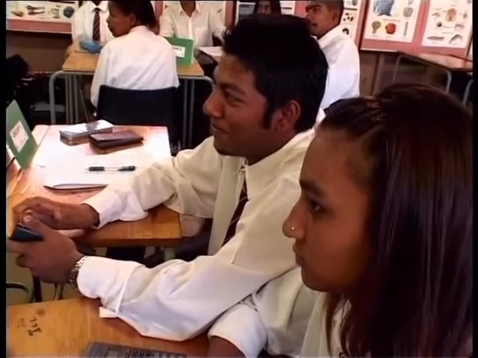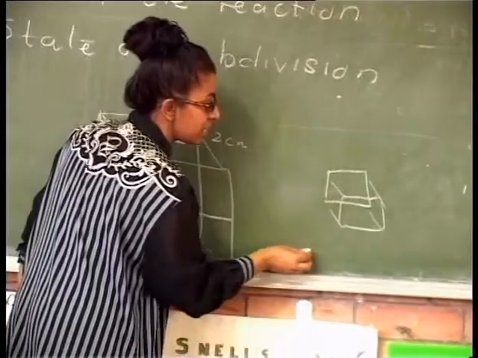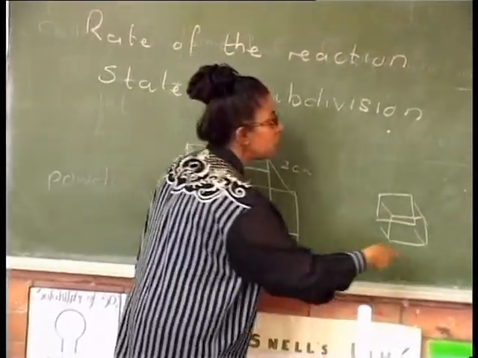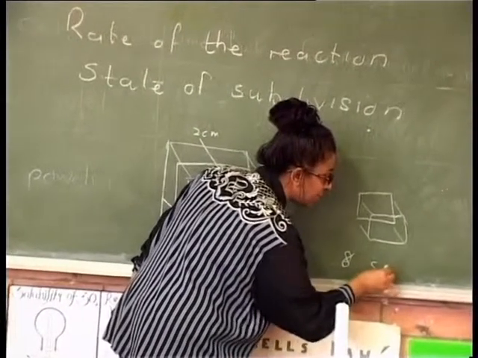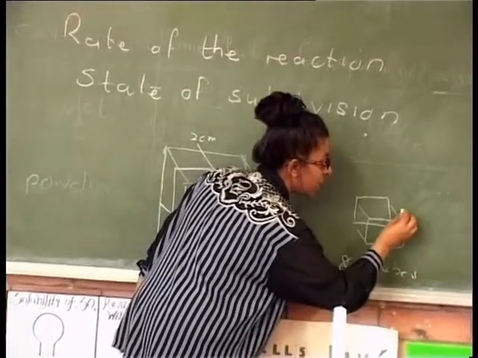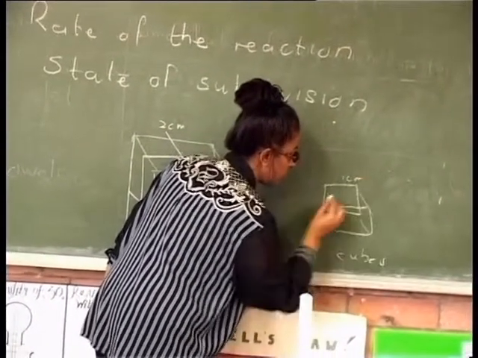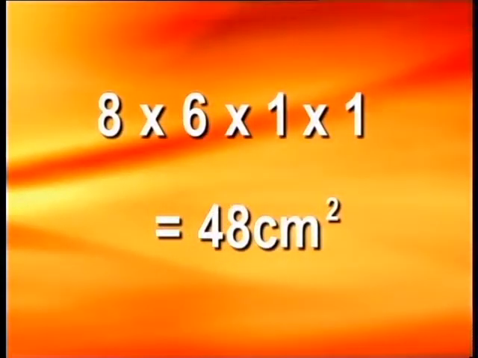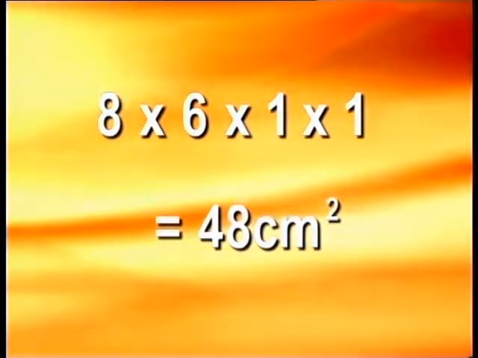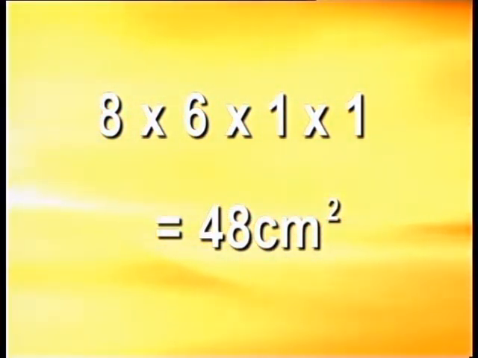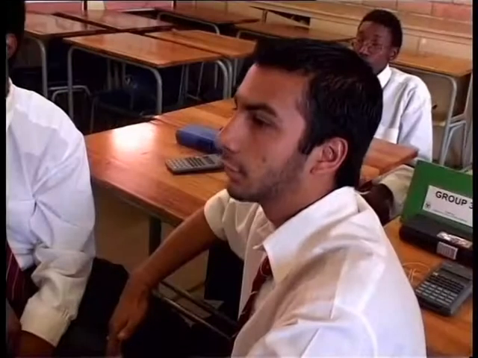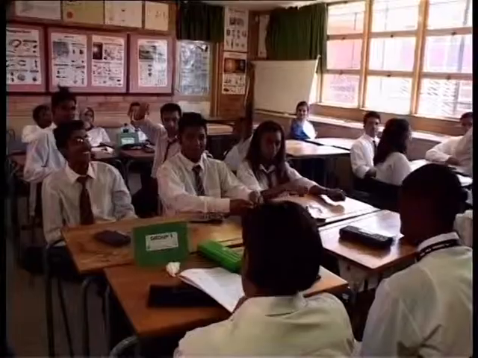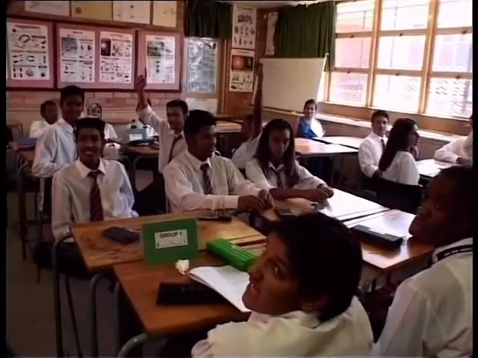The teacher will now divide this cube down the middle on both sides, creating 8 smaller cubes. And each one of the 8 cubes will have each side 1 centimeter. The teacher calculates the surface area to be 8 cubes times 6 sides times 1 centimeter length times 1 centimeter height. And the total area is 48 centimeters squared. This figure is compared with the 24 centimeters squared of the larger cube.